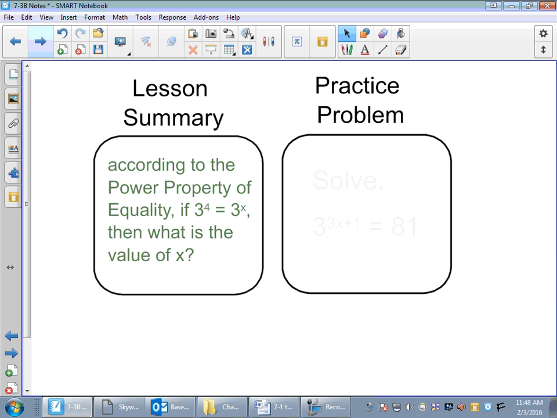So for your summary, according to the power property of equality, if 3 to the 4th is equal to 3 to the x, then what is the value of x? And the practice problem is, here it is, solve this one. Rewrite 81 as a power of 3 and solve for x. Good luck.